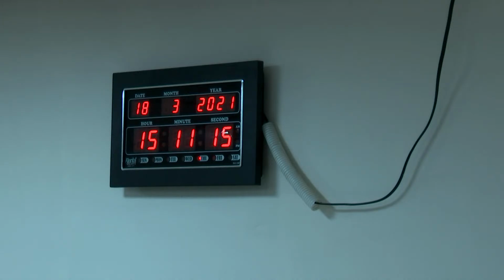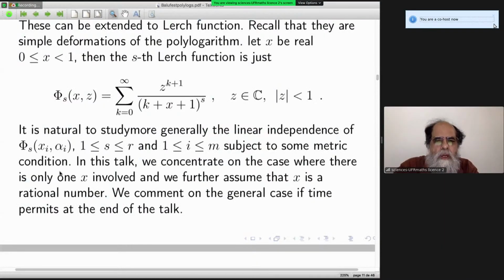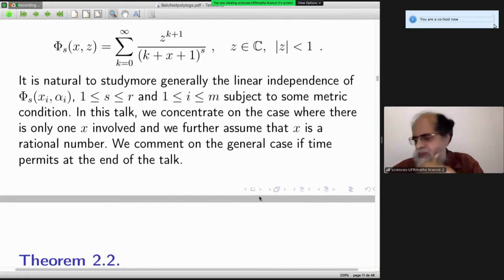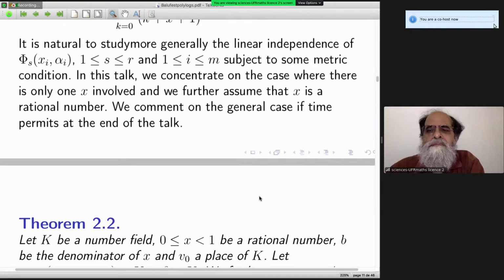So for the time being, for this lecture, we shall assume that x is a rational number, firstly, so not an irrational, and secondly, that x is fixed. So if the notation becomes too complicated, you can think of x equal to 0 and you just have polylogs. But for the time being, we assume that x is fixed. And at the end of the lecture, I'll try to address the last part.